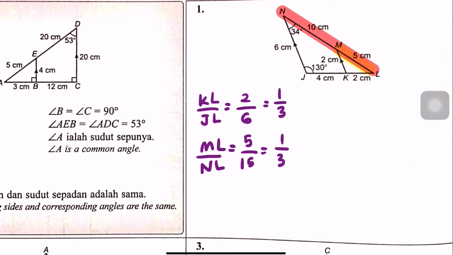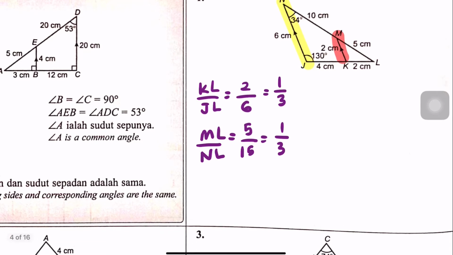Next, I want to check MK and NG. Let's write it as MK over NG. So I have 2 over 6, which equals 1 over 3. Over here we can see that all the ratios are the same.